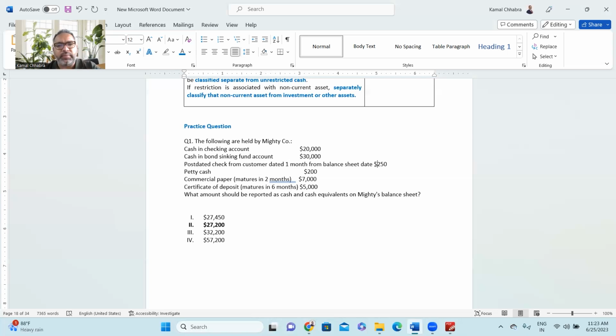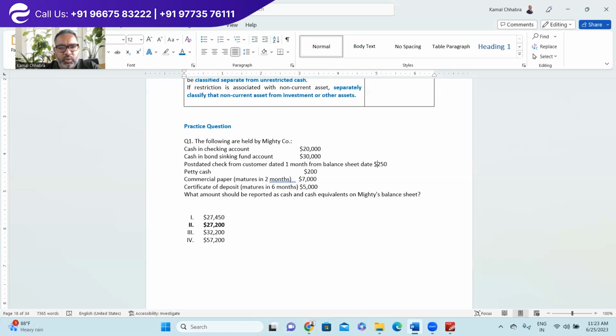Next is petty cash. Yes, 200 that to be included. Third is commercial paper maturing in 2 months. That also can be included. Certificate of deposit matures in 6 months. That means after 90 days. So that will not be included. So 20,000, 7,000 and 200. These are the three items, right?